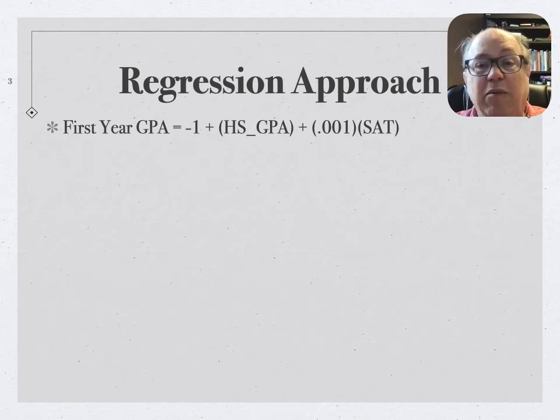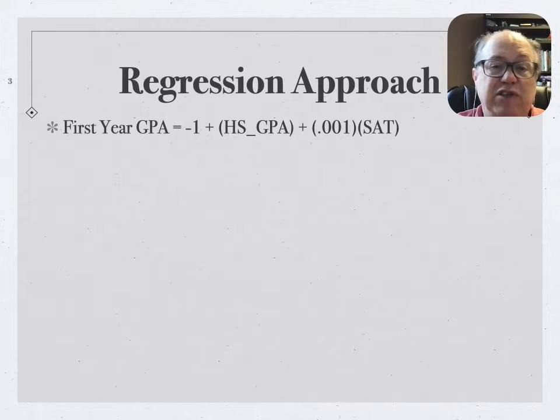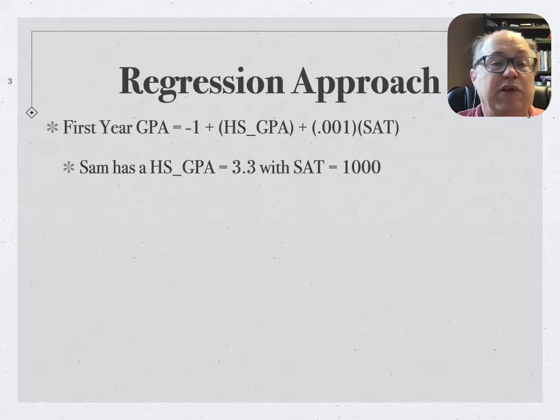You don't want to bring someone to college who's basically setting them up for failure. You're going to end up taking their money and not actually having a successful outcome, and that has some genuine ethical issues. So you want to make sure that these students you bring in have a high probability of being successful. So you have an equation that is predicting the first year GPA. That could be -1 plus the high school GPA plus 0.001 of their SAT. The reason for that is SAT is such a numerically larger value that you want to scale it.